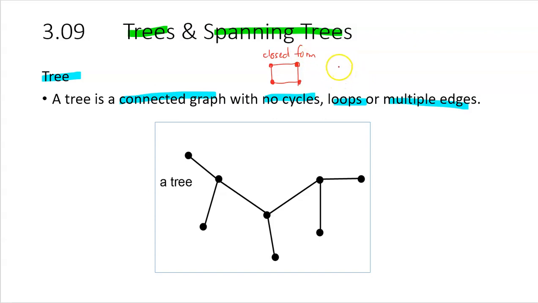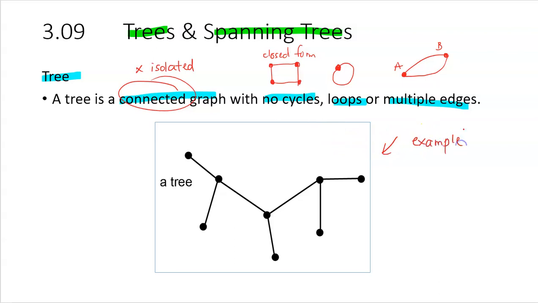And what are loops? Remember that a vertex edge all the way connects back to itself. This is a loop. And multiple edges happen between two points A and B, where there's more than one way to go to A or B. So this is a tree. Remember, a tree must be connected. Connected means no isolated vertices. And no cycle, loops. And this one is an example of a tree.